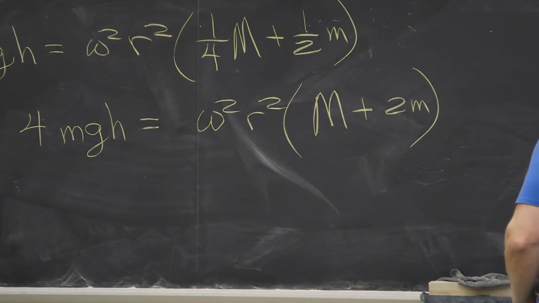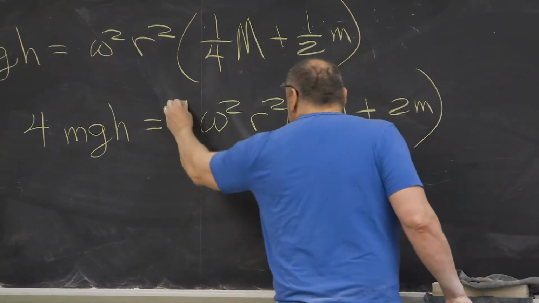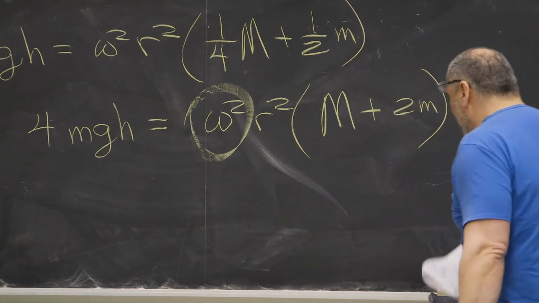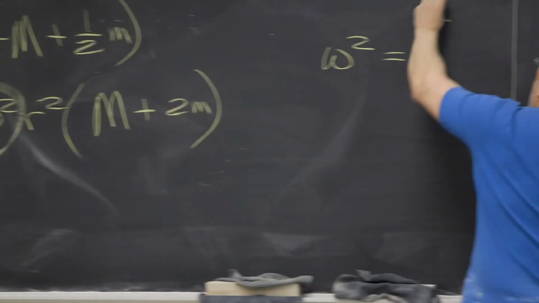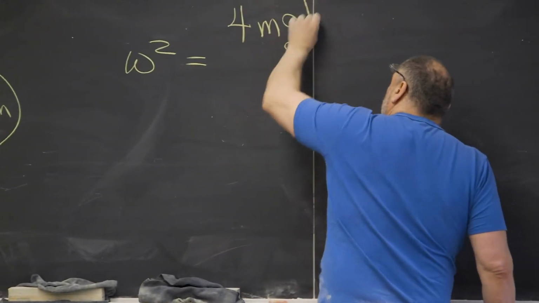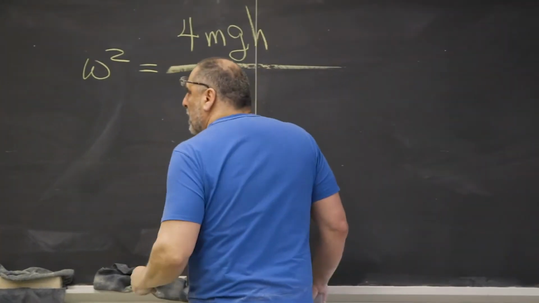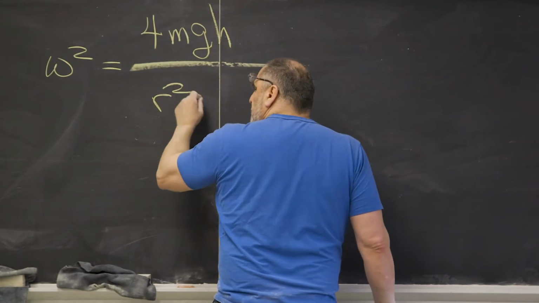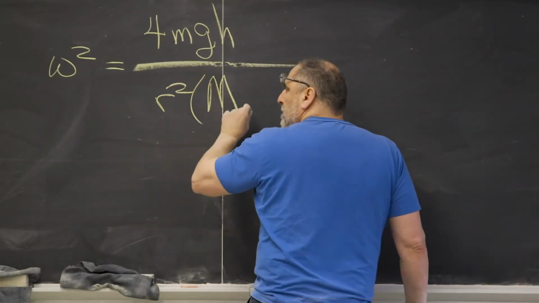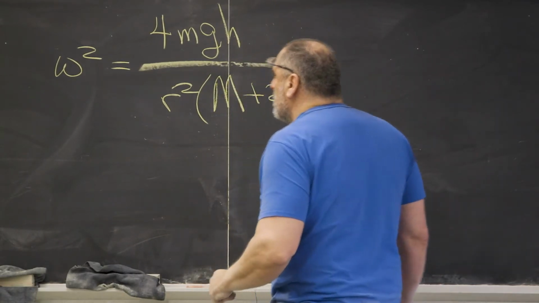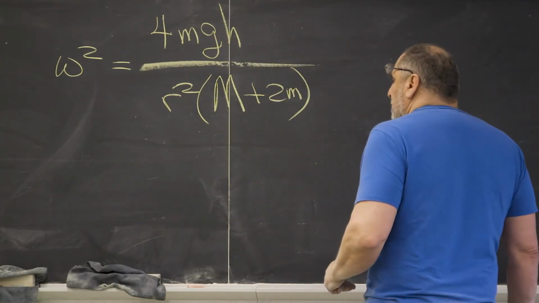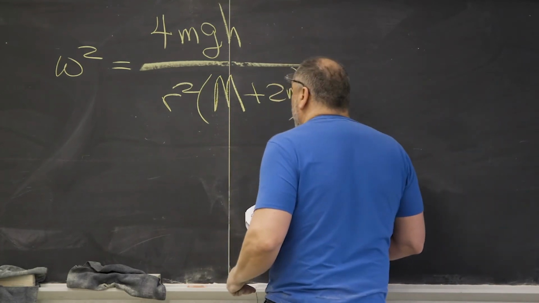And then you can solve for this guy and square root it. And what's going to happen is you're going to get omega squared equals 4mgh over, can be equal to this. Square root both sides.